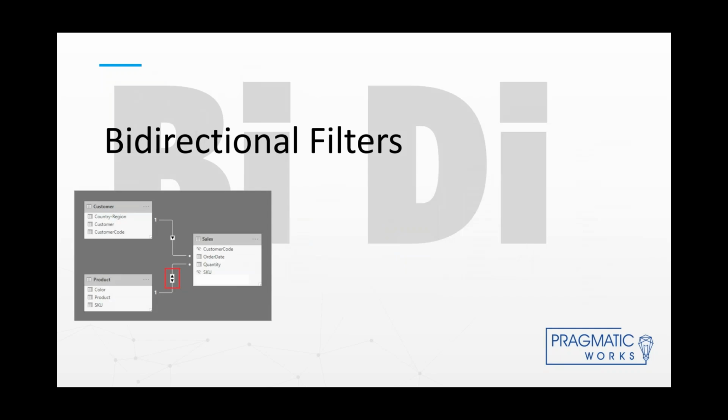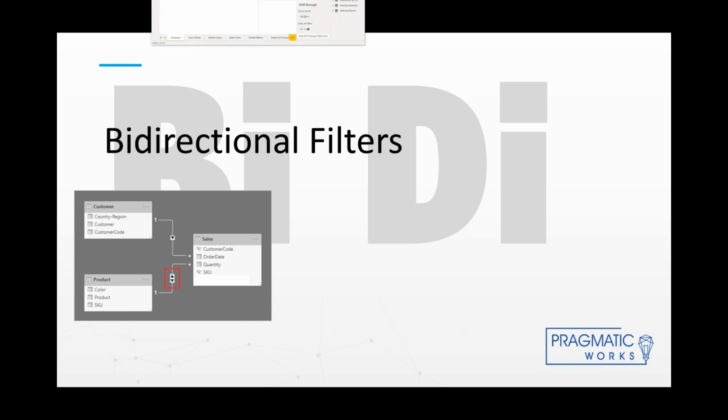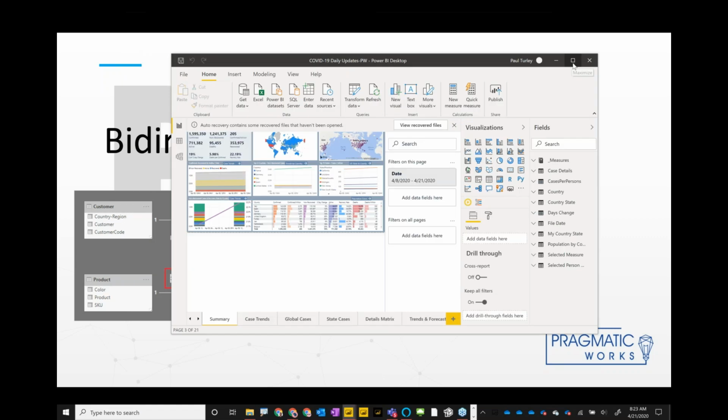Bidirectional filters, this is an important concept. Bidirectional filters give us the ability to filter records in either direction. I'm going to pop over to an example and show you an example of a bidirectional filter.